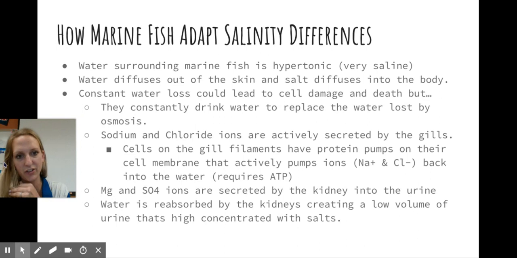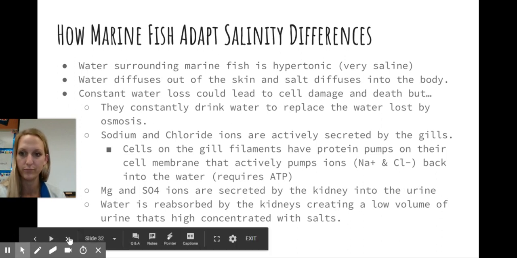Sodium and chloride ions are actively secreted by the gills in active transport. Little gill filaments on the outside of the lamellae have protein pumps on the outsides that will actively push out salts into an already highly saline environment. It does require energy. Magnesium and sulfate ions are removed from their urine, and then the water that's now fresh is reabsorbed back into the body for the fish to use. And so when they urinate, it's very concentrated, but it is a low volume.